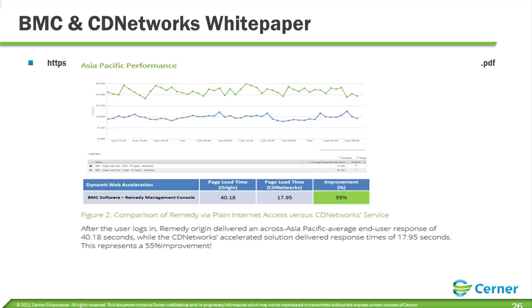So we looked at how we could make this faster. What are the different options that we could use in order to improve that user experience? One of the first things we looked at was using a CDN, which is the quick and easy solution, so to speak. And when we looked at BMC and CD Network's own white paper about how they improved Remedy performance, they brought page load times down to 18 seconds. We were already faster than that, except for that edge use case when we were overloading the system. So thanks to the UEM data, we didn't have to look at using one of these CDNs because we were already faster than that all the way around the world.